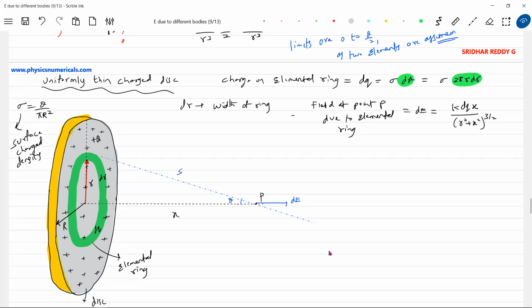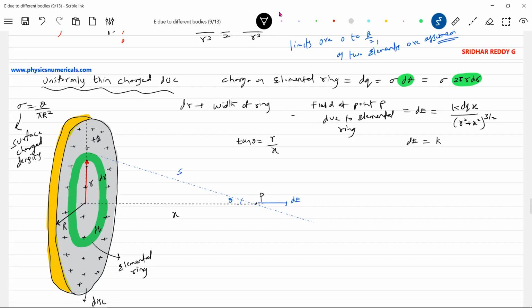Look at this triangle. Tan theta equal to R by x. Then R equal to, so can you replace x or R? I think better to replace R. R equal to x tan theta. Then we'll simplify all the things. So what should be the condition? Let tan theta equal to R by x.